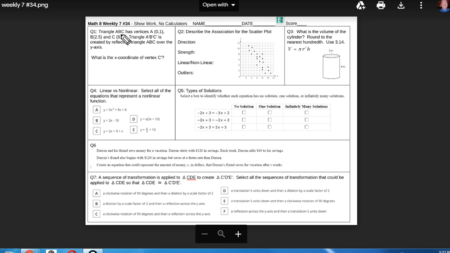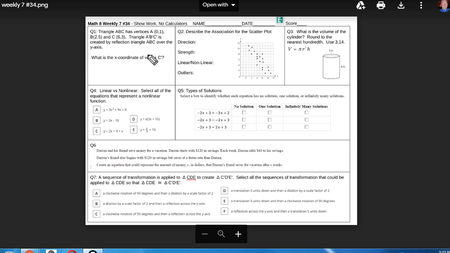Okay, so this is triangle ABC with vertices of A at 0, 1, B at 2, 5, and C at 6, 3. The triangle is created by reflection over the y-axis. What is the coordinate of the vertex of C?